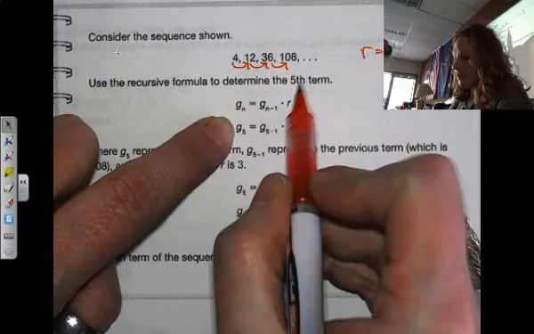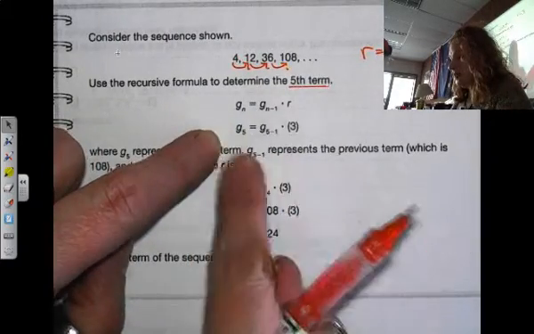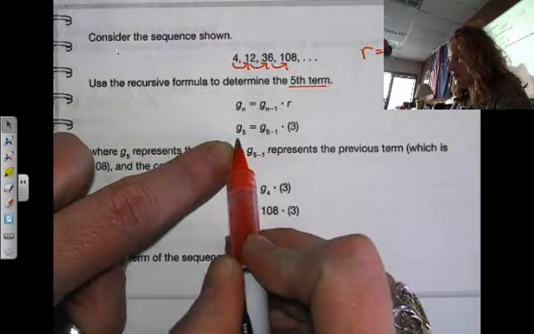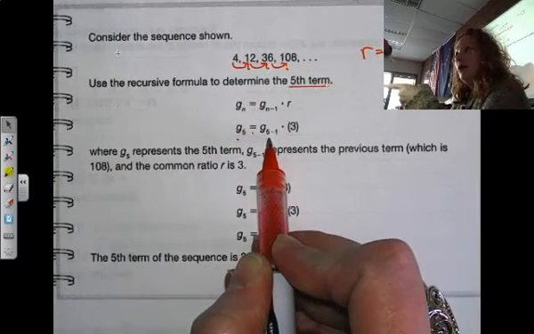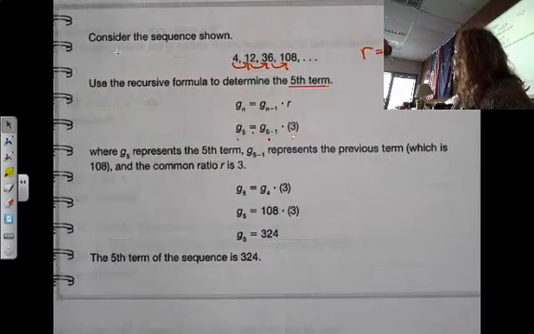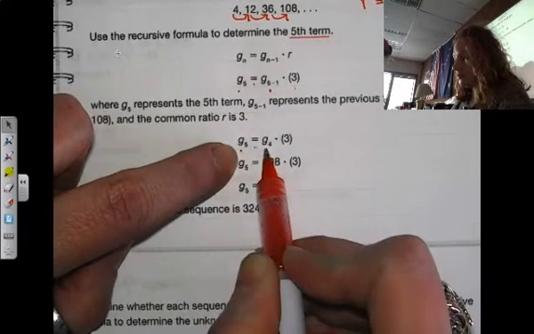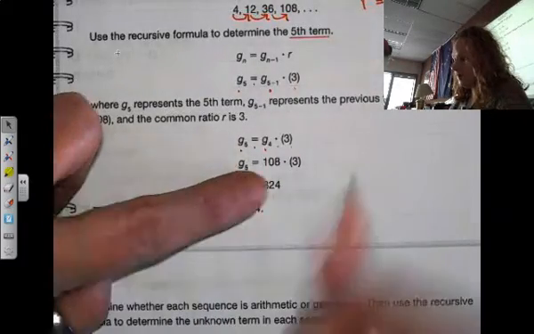What are we trying to find? The fifth term. So we substitute in, and it says the fifth term is equal to the previous term, the fourth term, times the common ratio. Okay, so then we actually write that in math language. The fifth term is equal to the fourth term times 3.